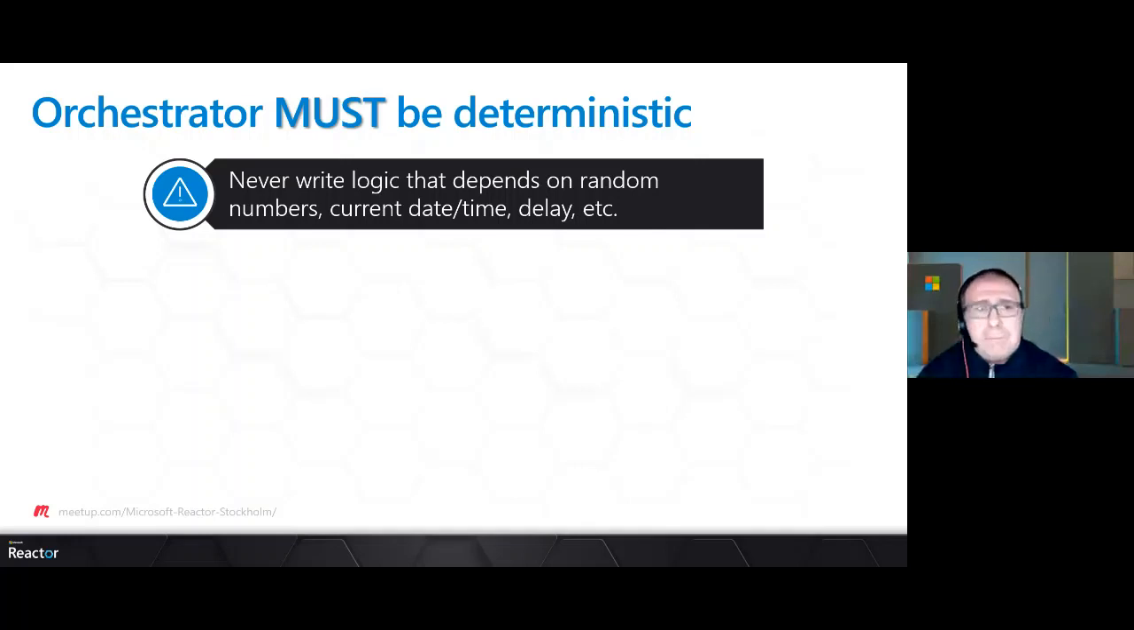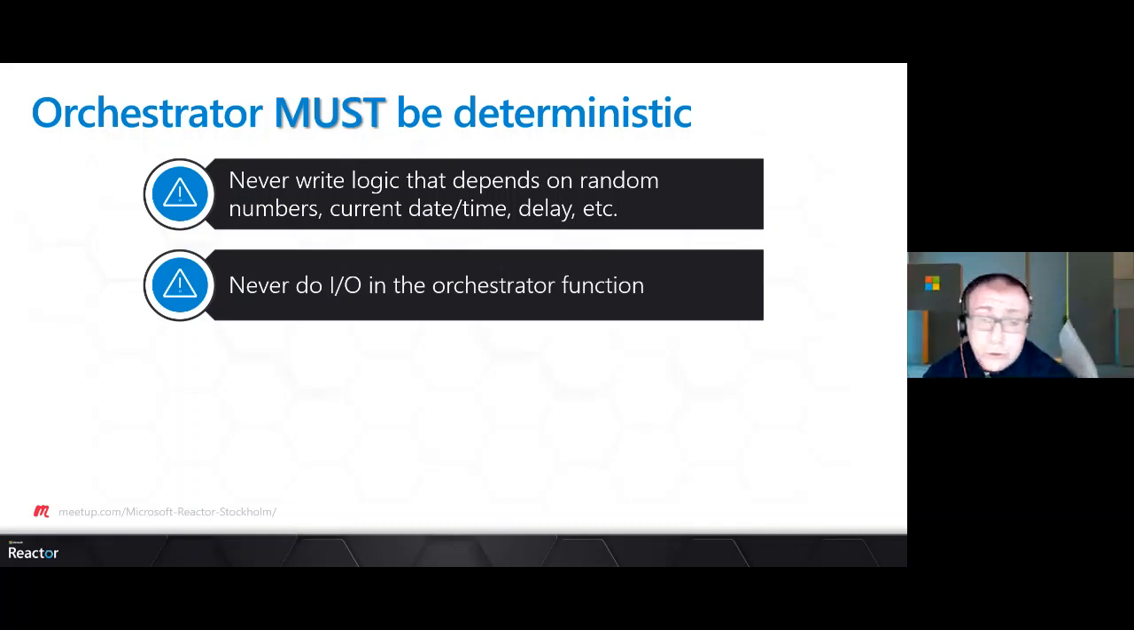If you need a random number, you create a function that generates a number and use it inside the orchestrator. Second, you can never do I/O in the orchestrator function. If you need to, use a function. The orchestrator calls a function. The function does something for you, writes in the database and so on. Okay, the orchestrator just orchestrates your workflow.